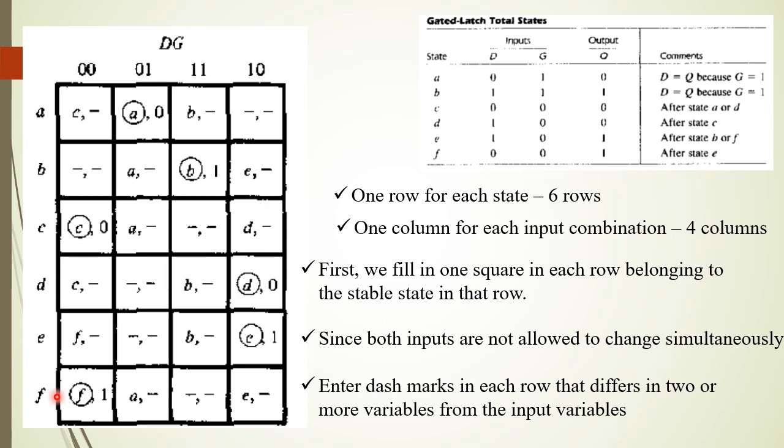Last row, F row, 0, 0. So 1, 1 cannot happen. Put a dash in the third column of this F row. So like this, we have completed the entry of 2 entries in each row. Stable state and not possible state with the dash. Next, from this total stable state, what can occur after each state is given here, and based on that, we are going to enter 2 more entries.